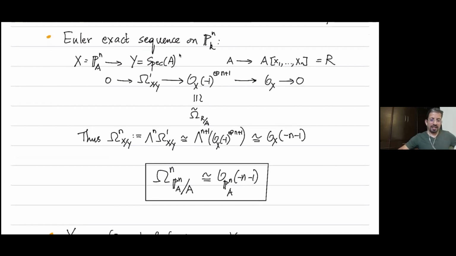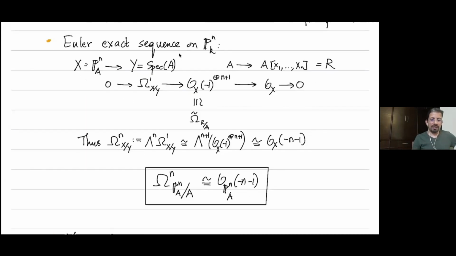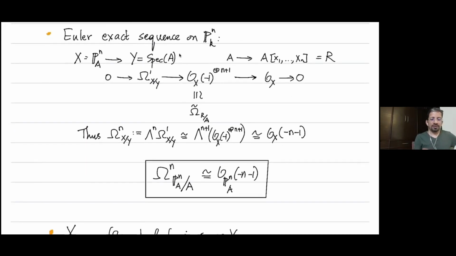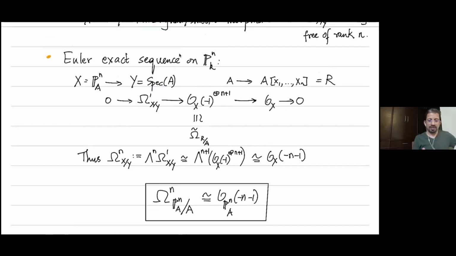So now we come to an important calculation. Suppose I'm looking at projective space P^n over k. The Euler exact sequence on P^n over k allows you to say something about the module of differentials on P^n over k. For generality, instead of k being a field, let A be a ring. Sorry, I think I was in a bit of a hurry towards the end.